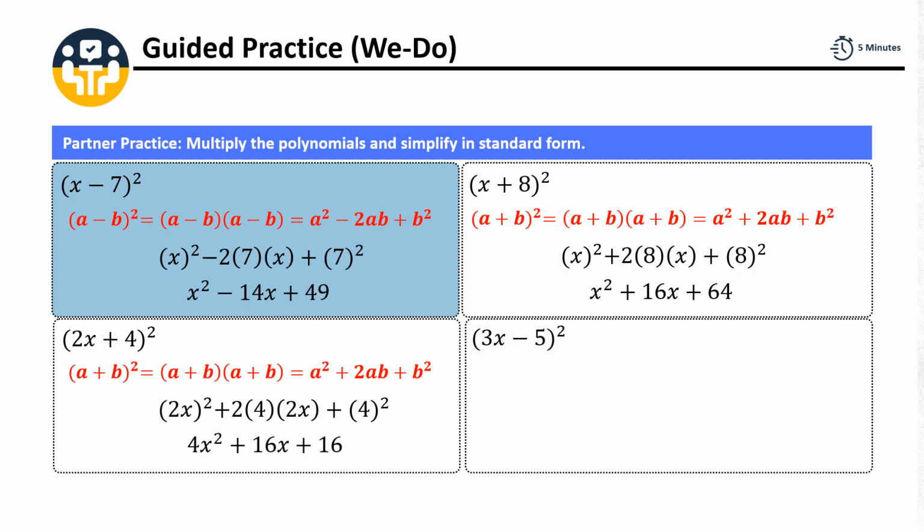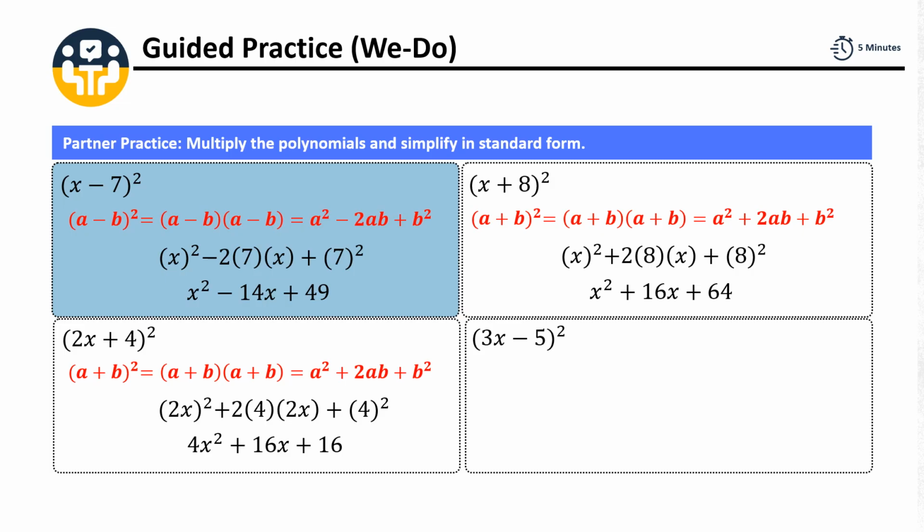And then for the middle term, I would have 2 times 4 times 2, which is 16, and I only have one x, so I would bring the x straight down. For the last term, 4 squared, I would have 4 times 4, which is 16. So my final simplified standard form would be 4x squared plus 16x plus 16.